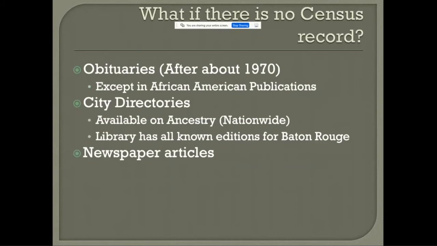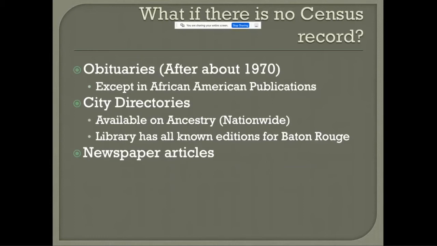So the problem is, especially if you're using Baton Rouge and New Orleans obituaries, because of Jim Crow, the newspaper does not start printing obituaries for African Americans until about the early 1970s. Before that, nothing. You got your name in the paper if you died in a particularly gruesome way, some way that was going to move papers. Other than that, nothing.